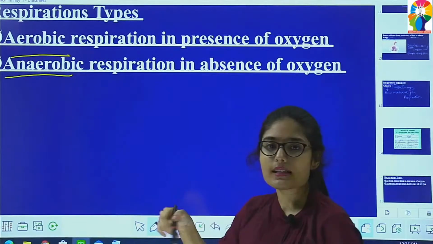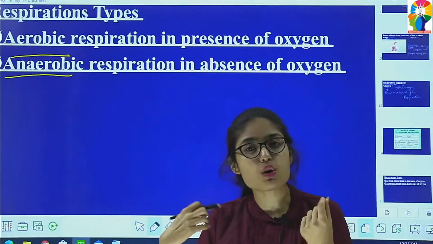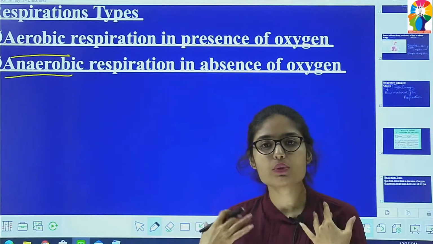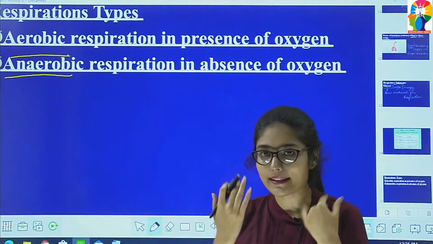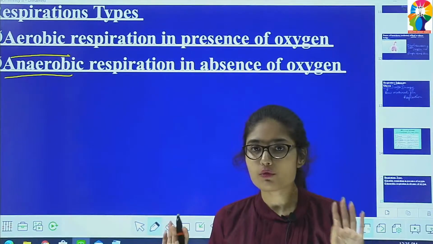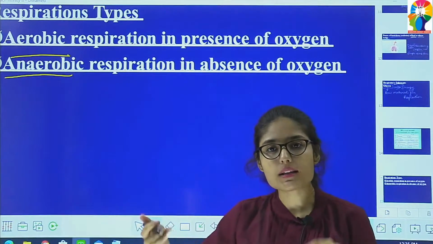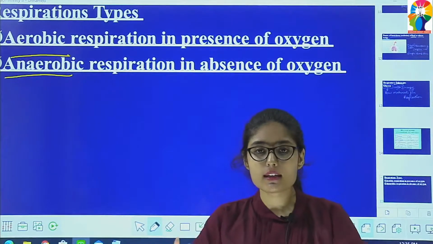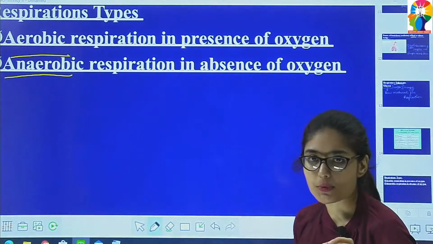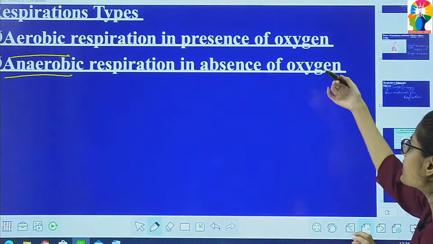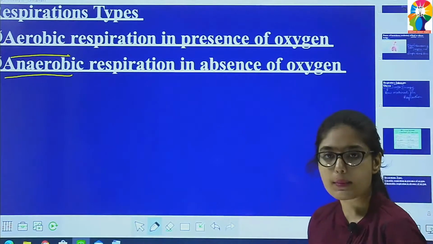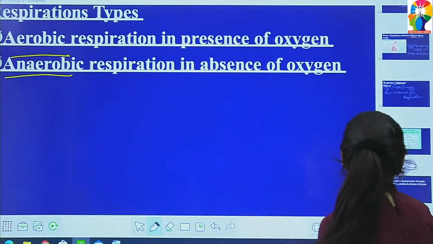Okay, but there are certain living organisms which do not require oxygen. We do require oxygen. We inhale the oxygen from the atmosphere, so we require oxygen for our respiration. But there are certain living beings that do not require oxygen, and they are known as anaerobic respirers. Aerobic means in the presence of oxygen and anaerobic means in the absence of oxygen.